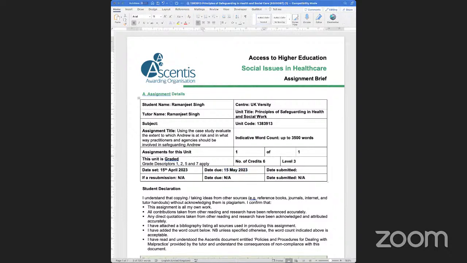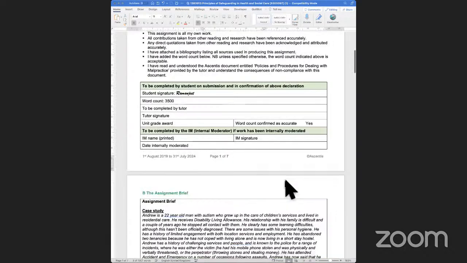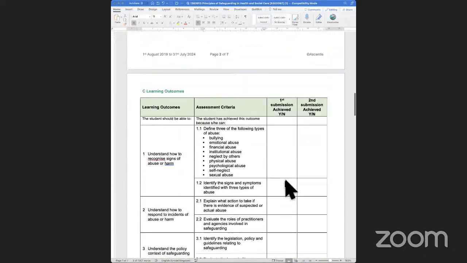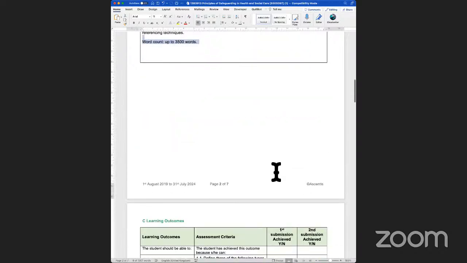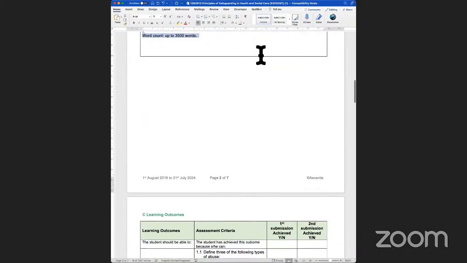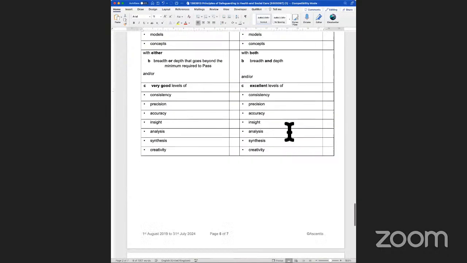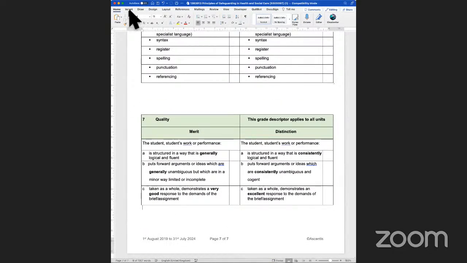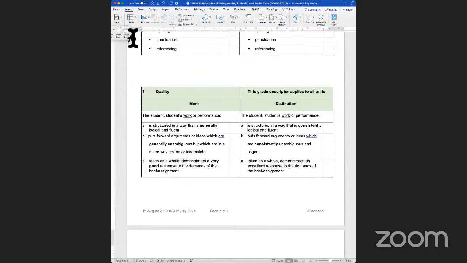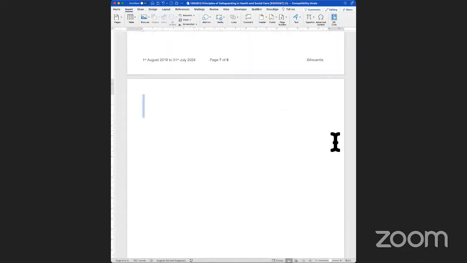All right. So this assignment, are we going to write it in essay form or what? It says a report. Your essay should reference, and it's a report of 3,500 words. So you're going to produce a Word document. And how would you do this? By downloading this assignment brief from Moodle, going to the last page, clicking your mouse, going to insert and inserting a page break, and then starting the assignment from there.